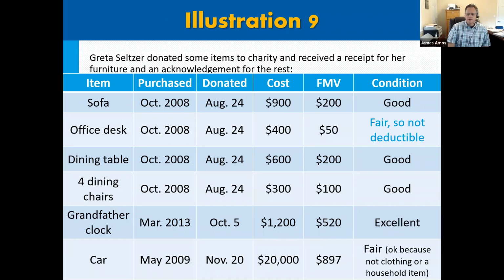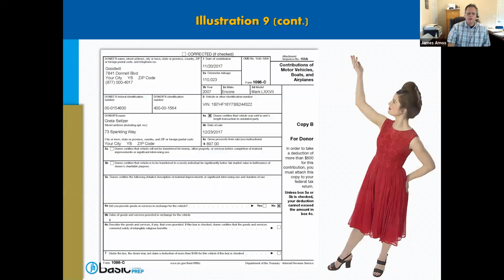I am not going to go through this. I don't think we need to belabor this illustration. I did want to show you a 1098-C. This is a contribution. They donated to Encore. Okay, so this is a car that was donated. They sold it for $897. So Greta, who's the donor, when she does her tax return, how much can she take as a charitable contribution for this? $897. That's right.